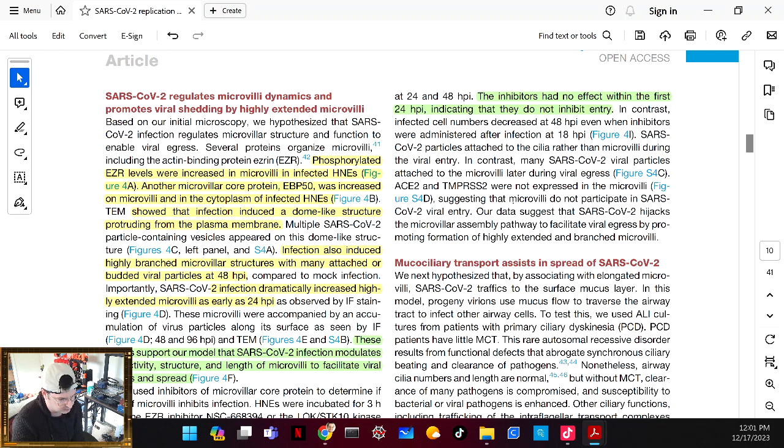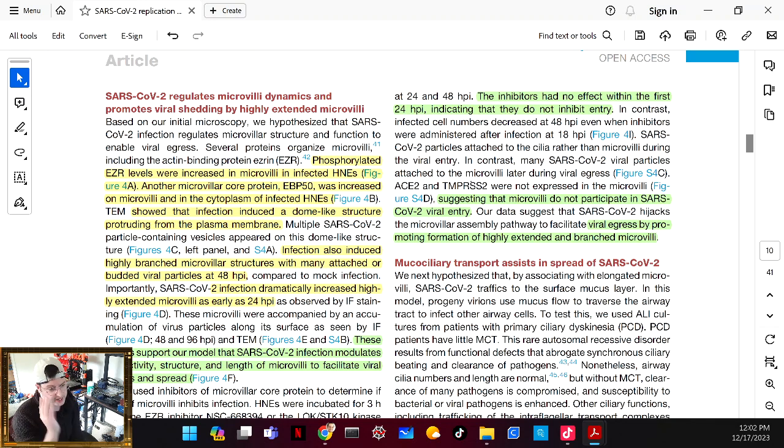So the microvilli don't seem to participate in COVID viral entry. That's interesting. But they play a role in viral egress. So I might have been saying something backwards. So cilia are the microvilli during viral entry. So the cilia, they're the motile thing.